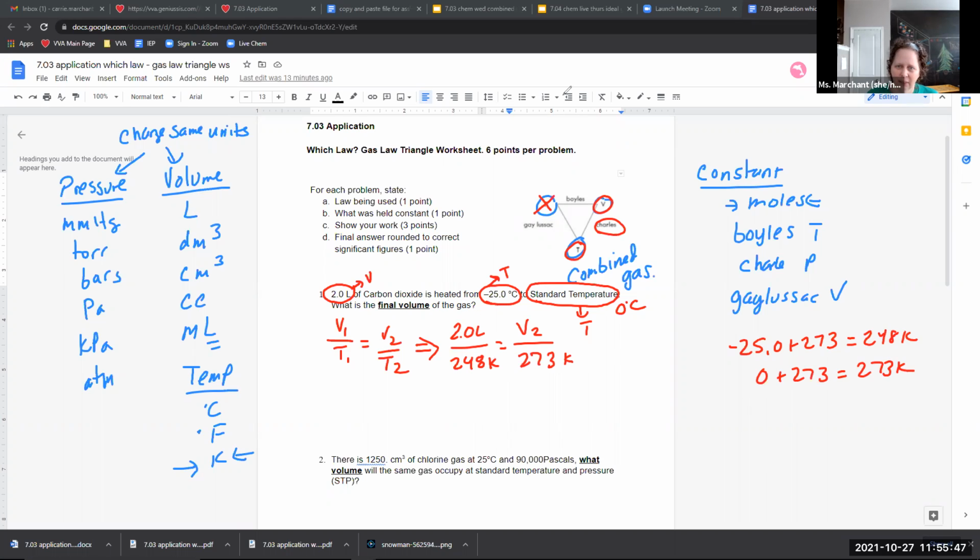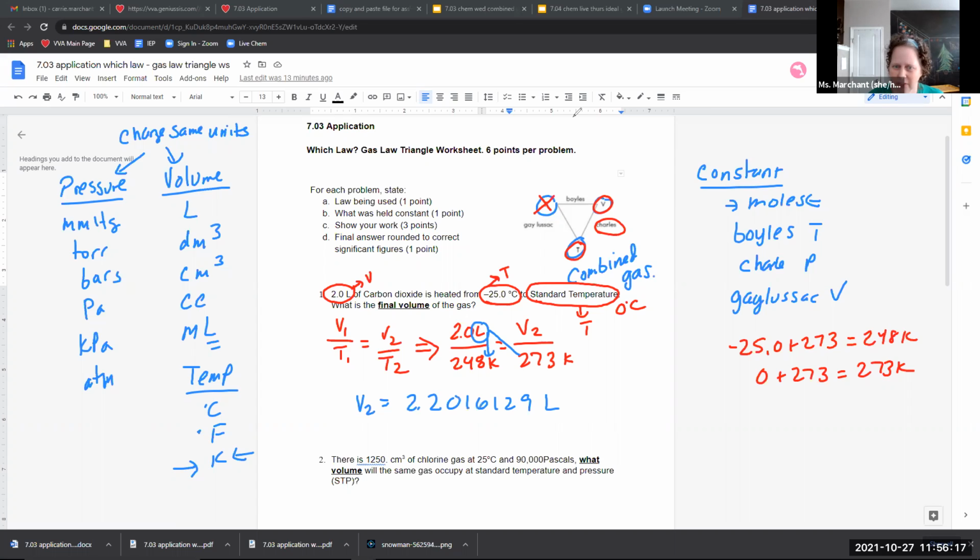Okay. So you can solve this any way you want. I'm used to the crisscross or the butterfly method. I multiply and then divide. So 273 times 2 divided by 248 gives me a volume 2 from the calculator, 2.2016129. What is that volume units? Apples to apples. So if I started with liters, I ended with liters.